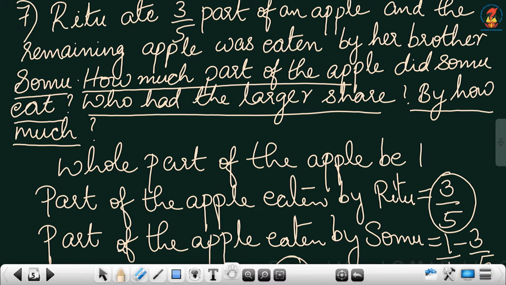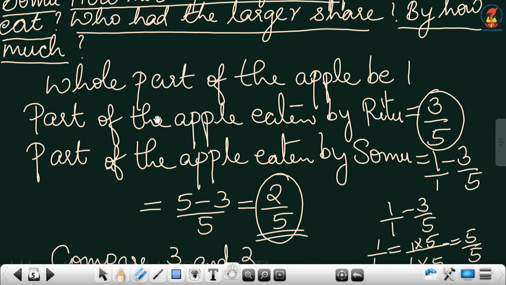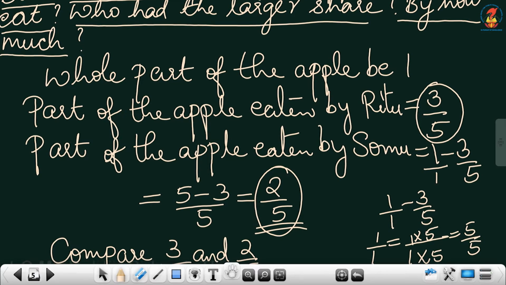Ritu ate 3 by 5 part of the apple. We already wrote the statement like that. And the remaining part was eaten by her brother Somu. So we have to find how much part of the apple Somu ate. How will we find that answer? 1 minus the part eaten by Ritu. What answer did you get? 2 by 5.